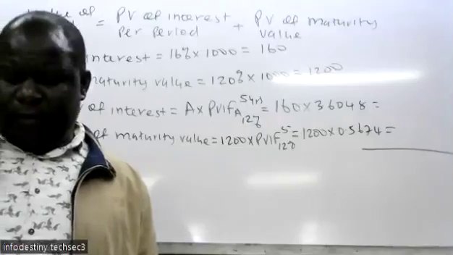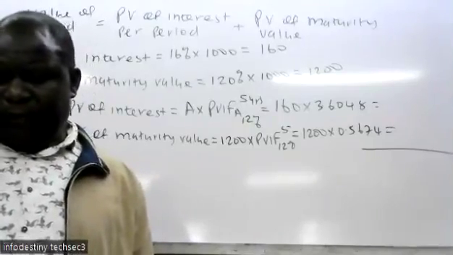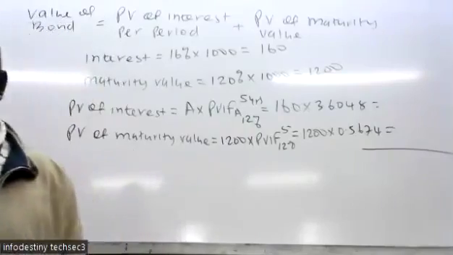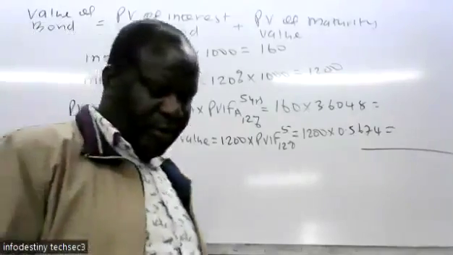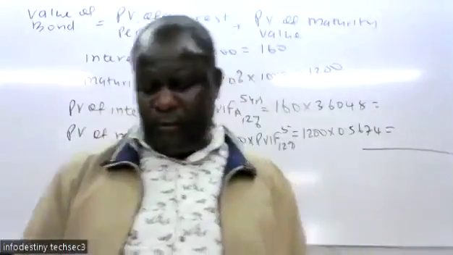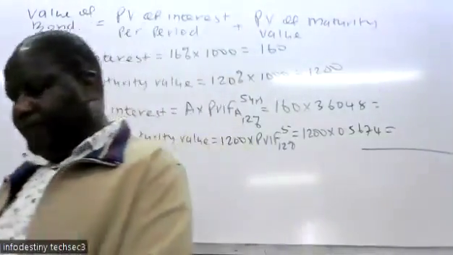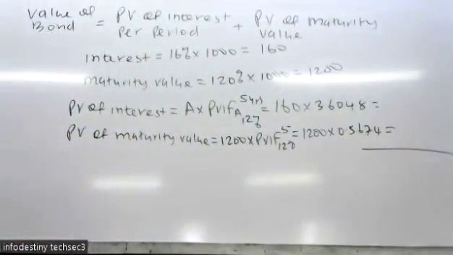The value of the convertible bond. Now calculate the value of the convertible bond. So to get the value of the convertible bond, the procedure is still the same, whereby the value of the bond will simply be equal to the present value of the interest per period. Then we add the present value of the maturity value.